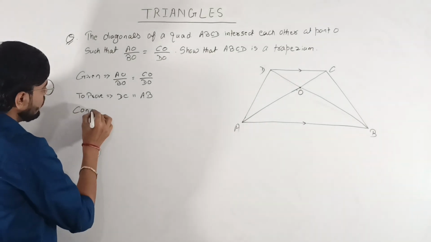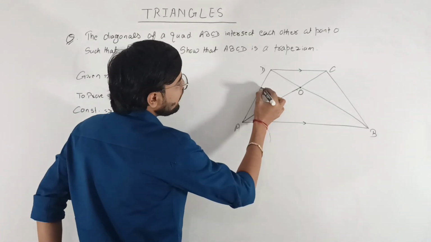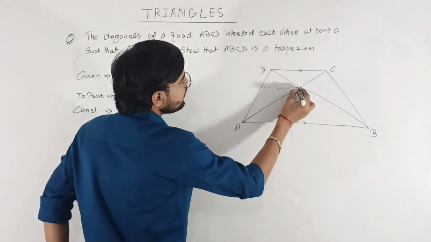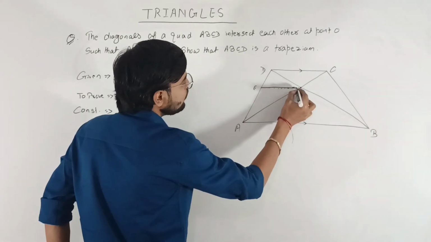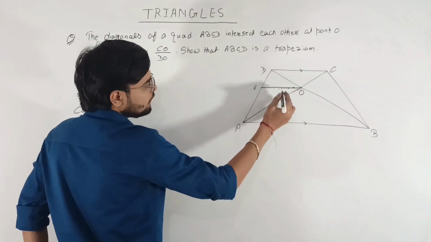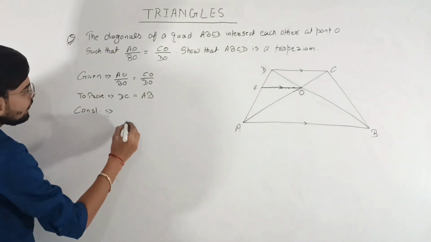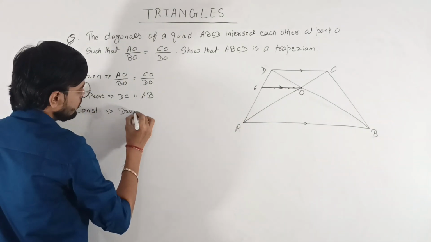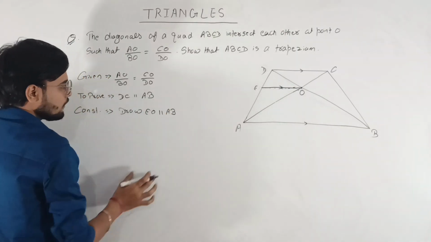For this, we have to do some construction. Construction is: we have to draw EO, which is this EO, parallel to AB. We have to draw EO parallel to AB. So draw EO which is parallel to AB.